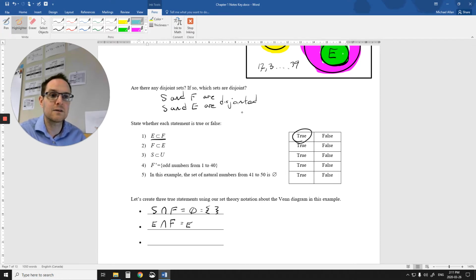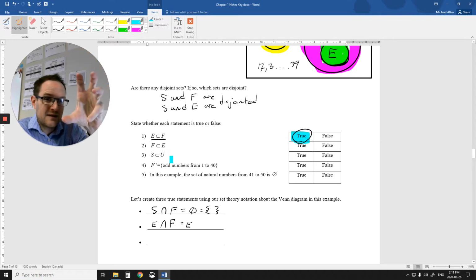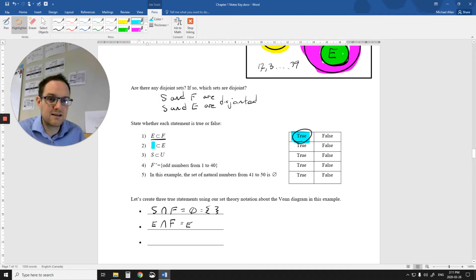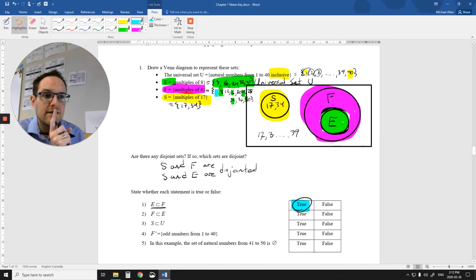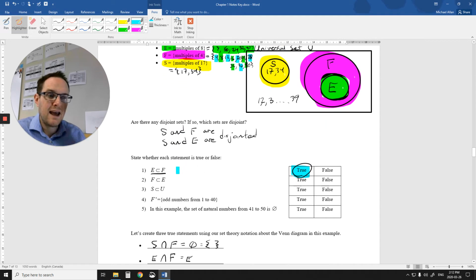I'll just use a highlighter to do this one. All right, so that's a true statement. But you can't say the other way unless they are exactly the same set. Like if E and F are the same, then I could say this, but I can't say F is a subset of E because there's numbers in F that are not in E, right? So you can see here, there's numbers in F like 12, 28, what else? 36. Those numbers that don't belong in E. So F is not a subset of E. So that's a false statement. S is a subset of the universal set. All these sets are subsets of the universal set.